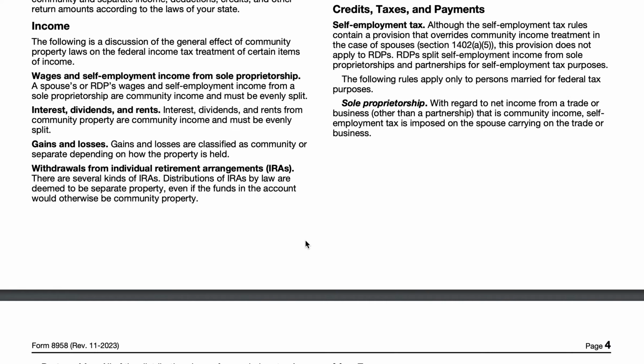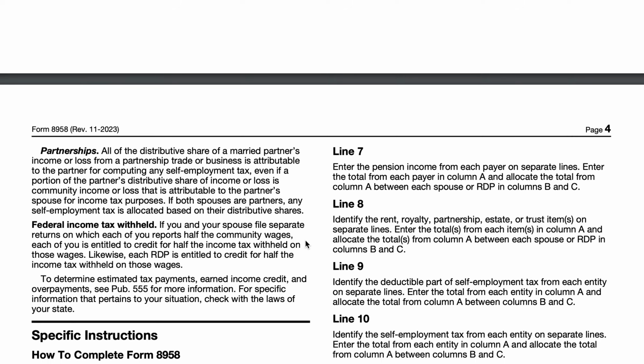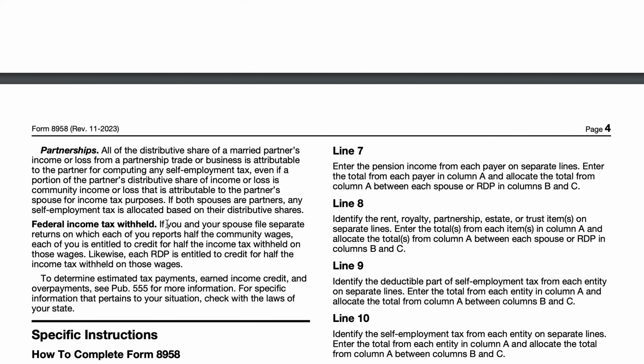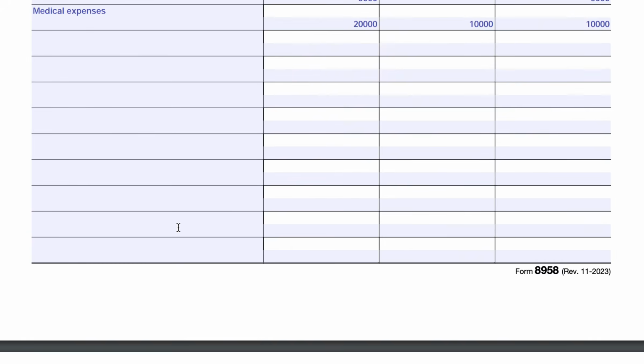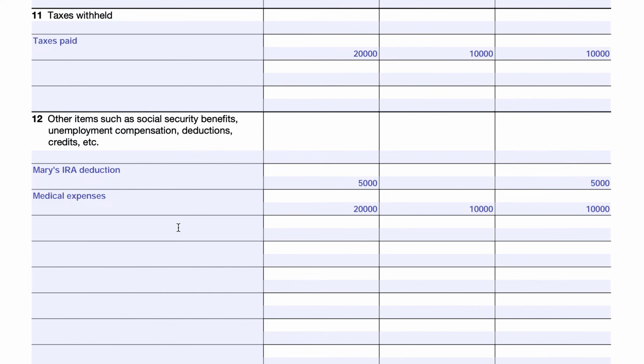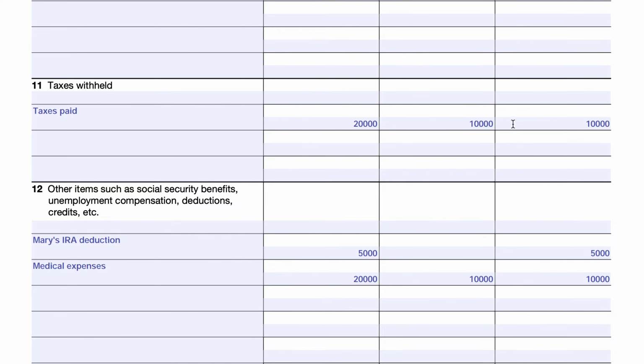So I'm just double checking right here. If you and your spouse file separate returns on which each of you reports half the community wages, then this would be John reporting half of his $50,000. Then Mary would report the other half of that $100,000. So each person's reporting $50,000. Each person gets to report one half of the taxes paid.